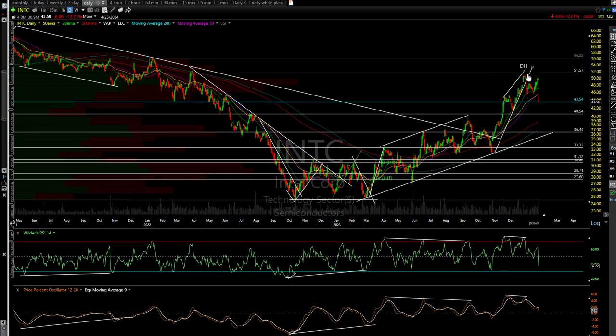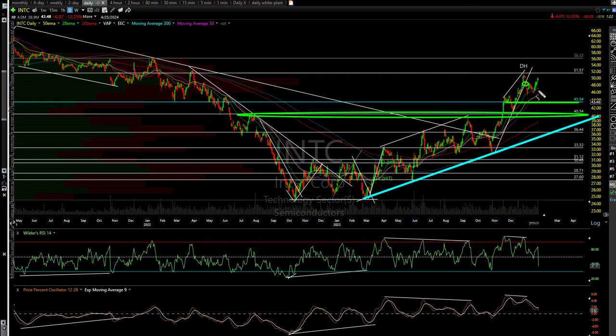Intel, divergent high into resistance, breakdown of a beautiful little bearish rising wedge right there, breakdown, little snapback rally. Earnings took it back down to this key level. That was support. It is support, 43.54, with the next support there, 40.55. Then you have this uptrend line off the lows. So that's the likely path for Intel.